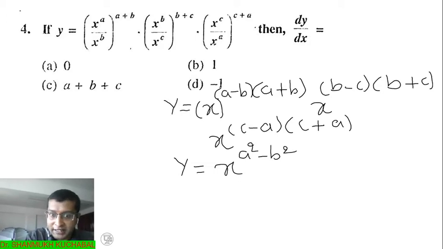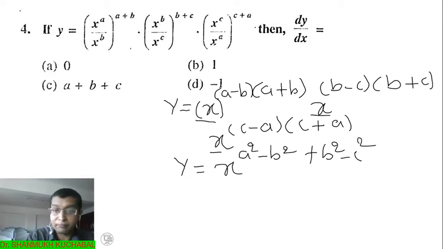Now the bases are all the same, here the base is x, so we can add the powers. Similarly, plus b minus c into b plus c, which is b square minus c square.